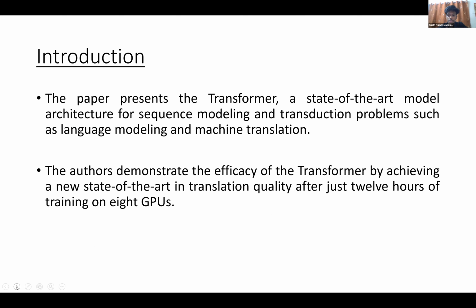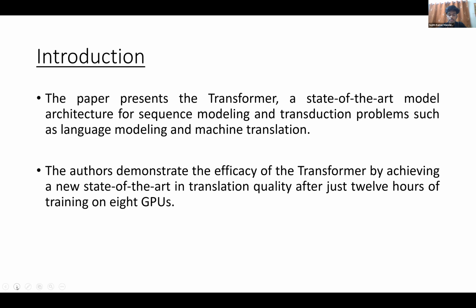Getting into the introduction part, the authors introduce the problem of machine translation and state that the current state-of-the-art models for this task rely on a combination of recurrent and convolutional neural networks. So the authors aim to simplify the architecture for machine translation by relying solely on self-attention mechanisms. The paper presents the transformer, as I've mentioned before, a state-of-the-art model architecture for sequence modeling and transduction problems such as language modeling and machine translation especially.